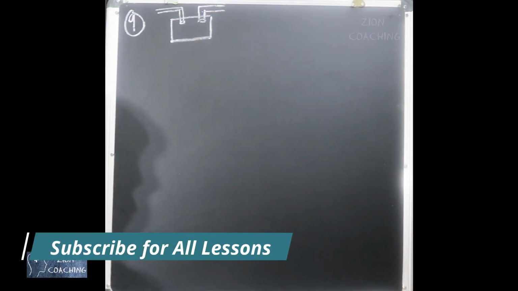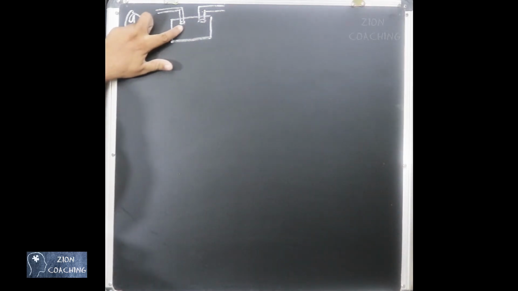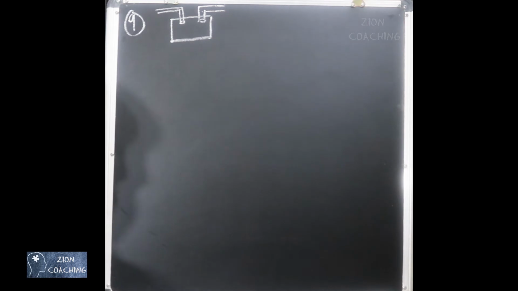Question number 9. There is a real life situation given here. There is a water tank. The water tank is being filled with water by two taps. One tap has a smaller diameter, and the other has a bigger diameter.